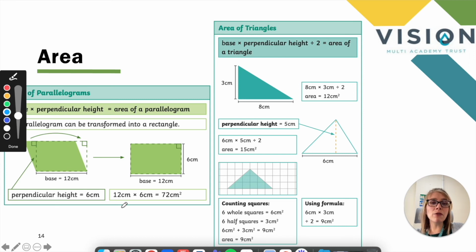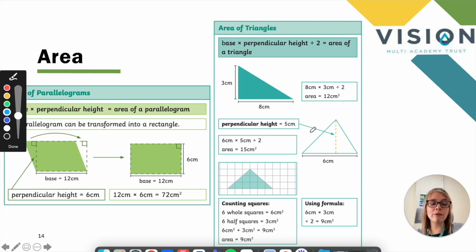And the same for a triangle. So when we're looking at the area of a triangle, we want to know the area. We work out the length of the base, which is 8. We measure the perpendicular height, which there is 3. But if we were to do 8 multiplied by 3, it would give us the area of a full rectangle. We don't want that. We need to divide it by 2. So it's base times perpendicular height, divided by 2.